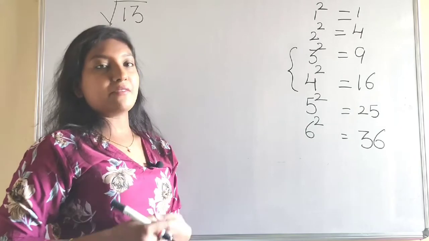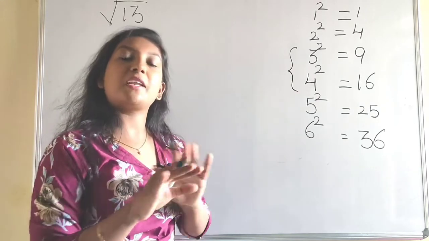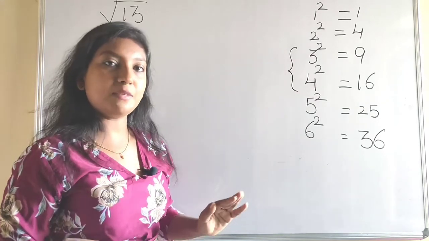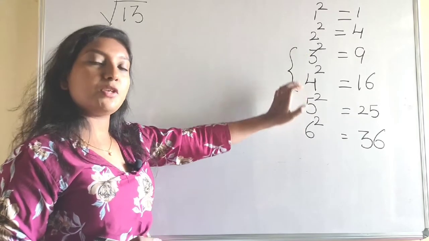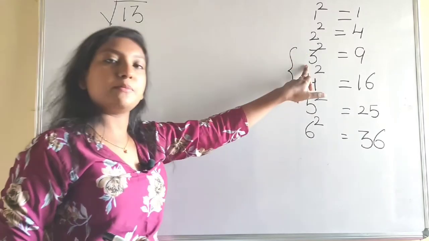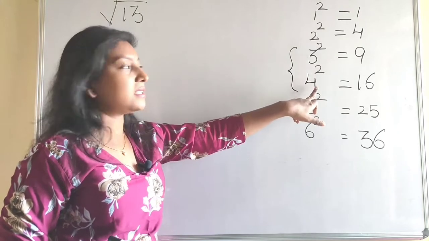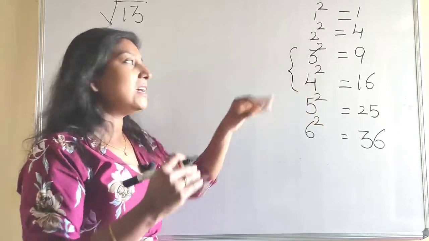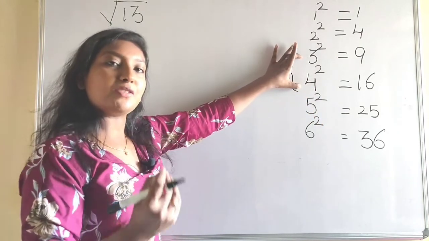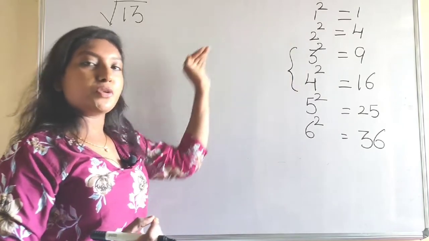So which we have to take, 3 square or 4 square? Don't get confused. You can take in any terms. I will show you in both the terms. You can take the 13 in terms of 3 square or you can take the 13 in terms of 4 square, because these two squares only the 13 is nearer. Now I will show you in both the ways.